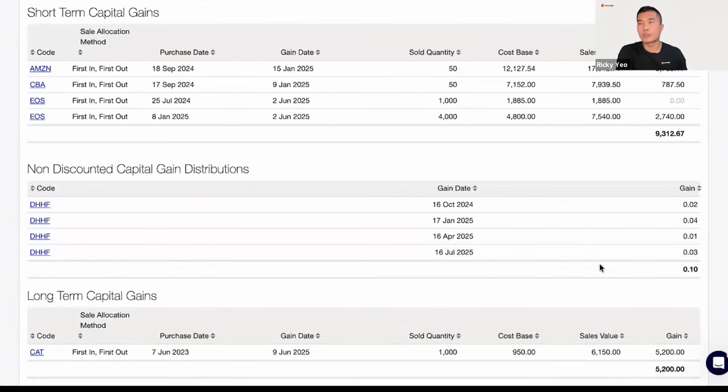Okay, a question about how far back can you log the data, as in how many previous financial years can you generate a tax report?